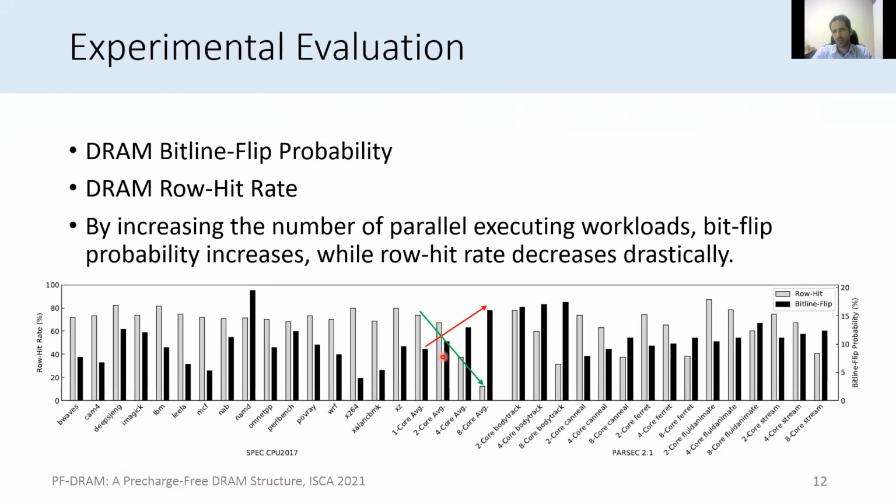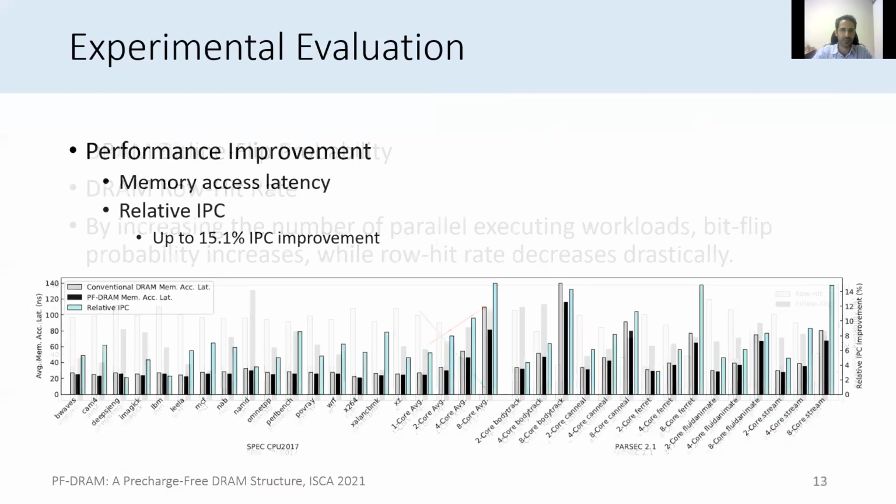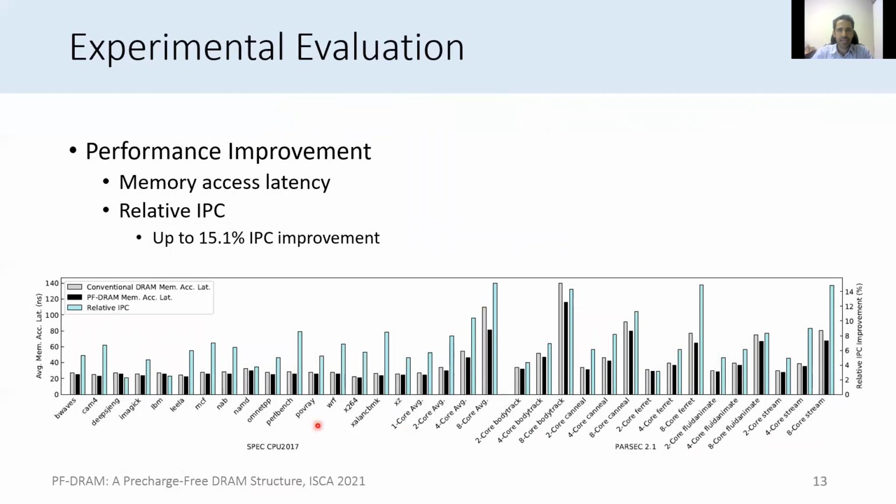This is because of the reduction in the locality of references to the DRAM. Due to the reduced row hit rate, PF-DRAM becomes more effective in power and latency reduction compared with the conventional DRAMs. And the same trend can be seen more or less in Parsec as well. This figure shows average memory access latency of conventional DRAM and PF-DRAM beside relative IPC improvement in PF-DRAM. In general, the workloads with lower row hit rate benefit more from PF-DRAM. Thus, PF-DRAM IPC improvement is higher for multi-core execution of workloads.